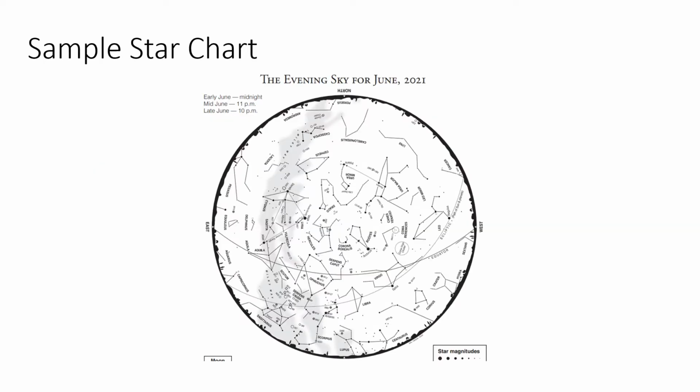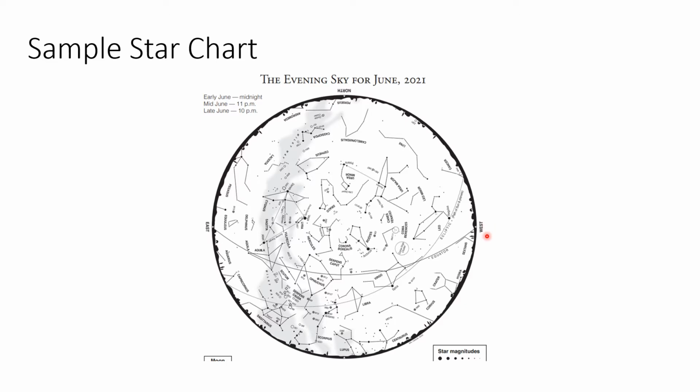Okay, so this is sort of a sample star chart. What this shows you is the evening sky. Let me get my pointer. The evening sky for June 2021 for the Northern Hemisphere. In early June, this is what the sky will look like at midnight. In mid-June, which is kind of where we are now, when I'm recording it, but when you watch this we're going to be closer to late June. So mid-June, this is what the sky looks like at 11 o'clock at night. Late June, this will be 10 p.m.